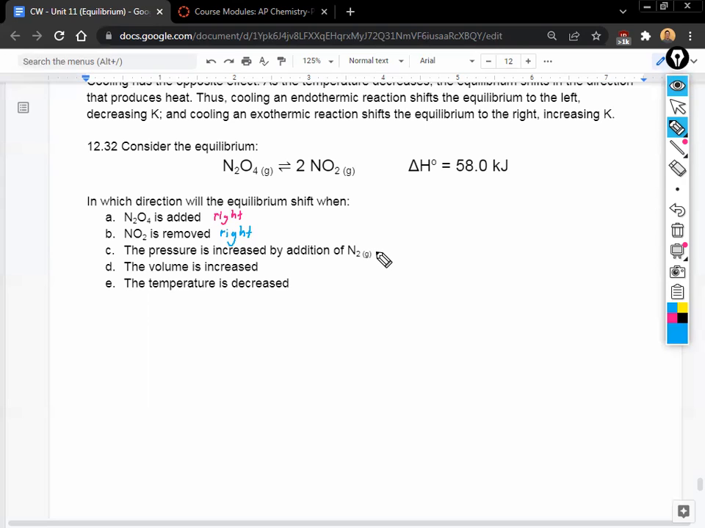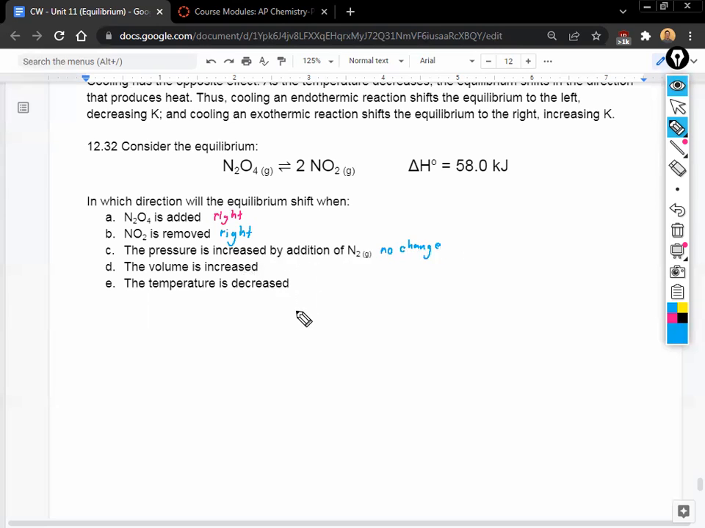Now let's go to part C. If I increase N2, if I increase the pressure by adding N2, which direction do you think this is going to shift? Show me with your fingers. Point in the direction. So actually, this one was a trick question. There's actually going to be no change. And let me explain why.